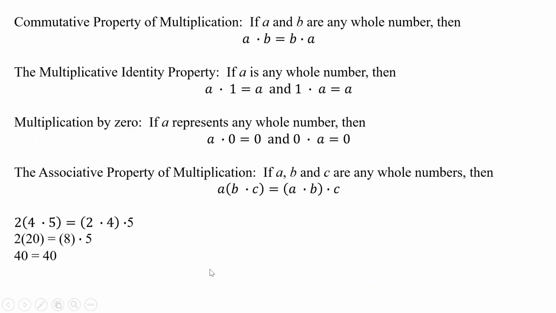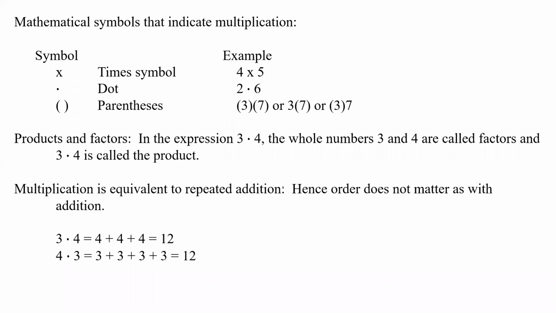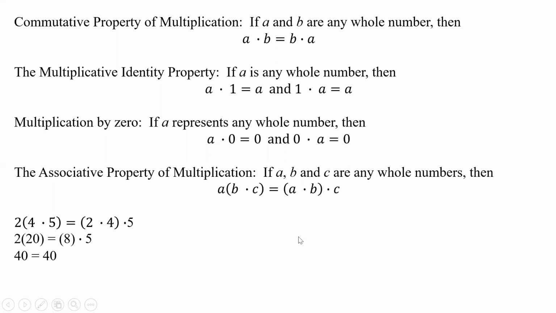Now we have a couple properties here that work with multiplication. The first is the commutative property of multiplication. So if we have a and b are any whole numbers, then it says we can take a times b, and that's the same thing as b times a. And we kind of saw that here previously, 3 times 4 or 4 times 3, they both gave us 12. Then we have the multiplicative identity property. So if a is any whole number, then if we take a times 1, this is the multiplicative identity, we get back a. Or we can take 1 times a, and we still get a.